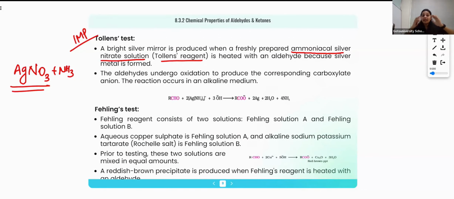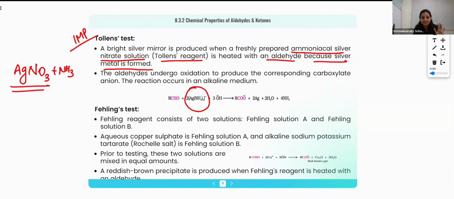So what will happen? I told you we have to heat the solution because at high temperature only ketones will react. So what you have to do? Heat both the solutions. If the aldehyde is reacting with the Tollens' reagent at normal condition, they will react at high temperature also, no problem. So heat the solutions. Then what will happen? See, a bright silver mirror is produced when a freshly prepared ammoniacal silver nitrate is heated with the aldehyde, because silver metal is formed. See, this aldehyde will reduce this silver nitrate solution, ammoniacal silver nitrate solution.